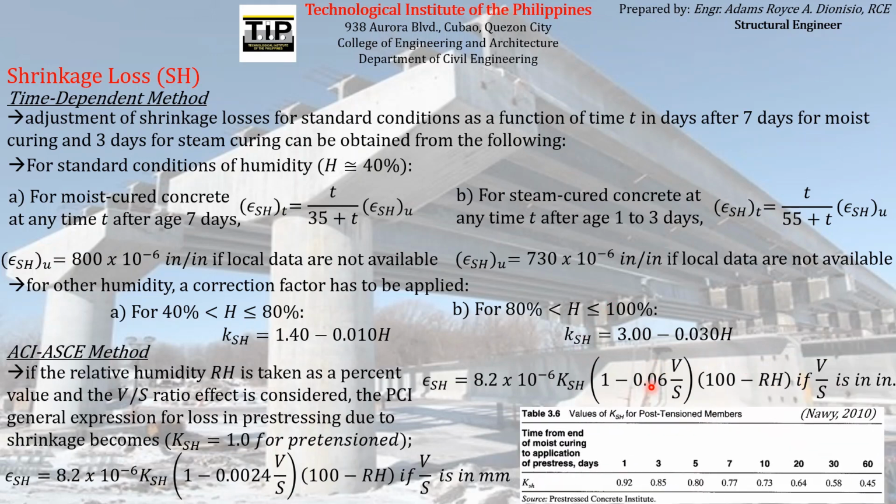So for the value of KSH for post-tension members, you can refer to this table, which can be found from PCI, the Prestressed Concrete Institute. You can see here that the value of KSH for post-tension members is dependent on the time from end of moist curing to application of prestress in days. Again, for the pretension case, KSH is just equal to 1. For post-tension, you can use this table for finding the magnitude of KSH for any given time from end of moist curing to application of prestress.